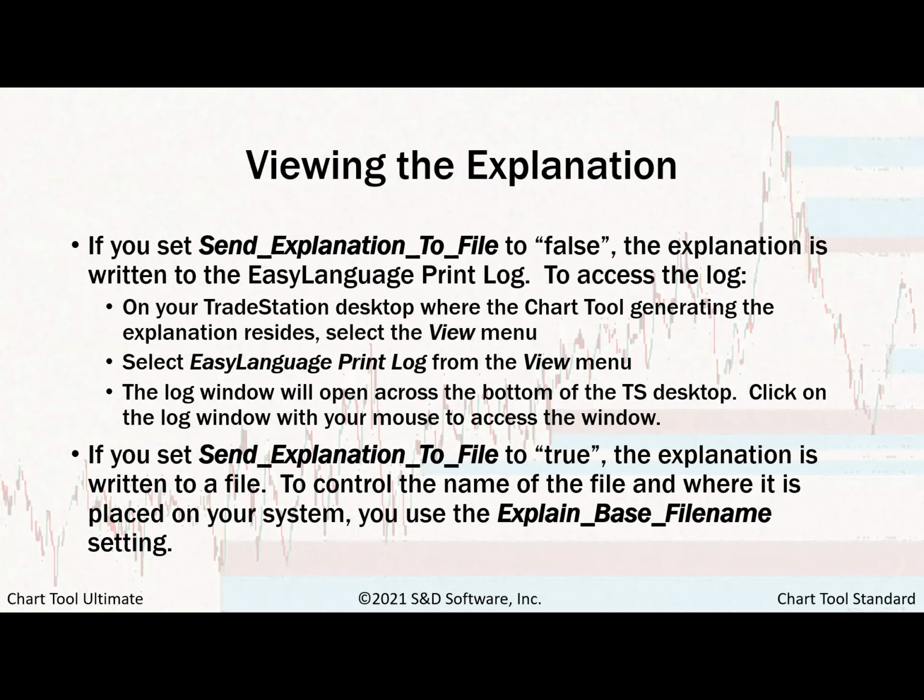So we saw the 4 settings that control the explanation system. We saw explain, which turns it on and off. And then we saw how to specify the leg out candle number, which is the last candle in the block of candles we seek an explanation for. Now, send explanation to file defaults to false. And if that's false, then the explanation goes to the EasyLanguage print log.